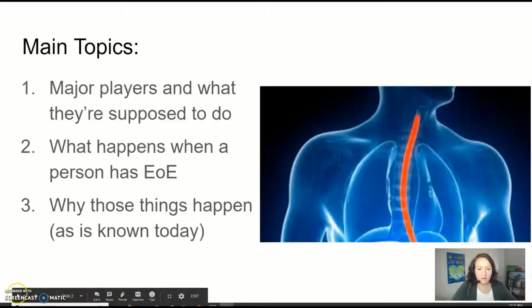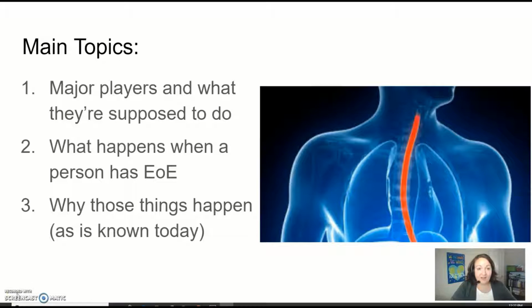The three things I'm going to cover are some major players and what they're supposed to do in the body when it comes to having EoE, what actually happens when a person has EoE, and this is from a molecular level, not necessarily in terms of the symptoms, and why those things are happening. And so a lot of what I'm going to talk about has come from two main studies that I have linked in here. And in this presentation, at the very end, I've also included a link of lots of source information so that you can go back and learn more if you'd like to.